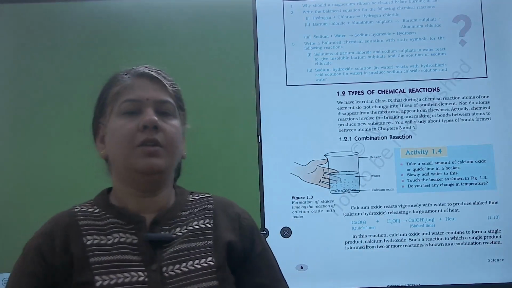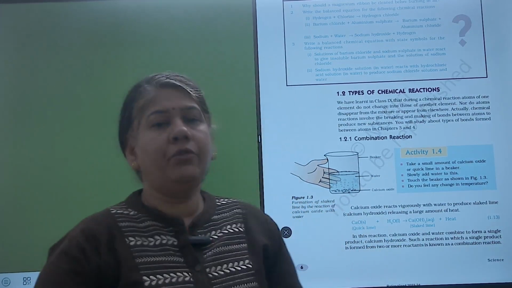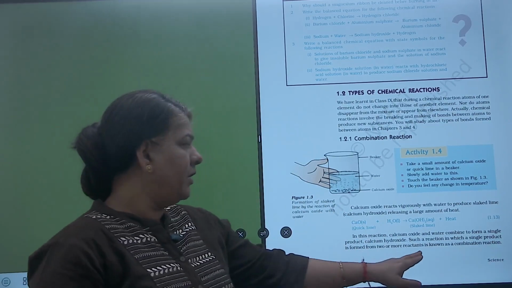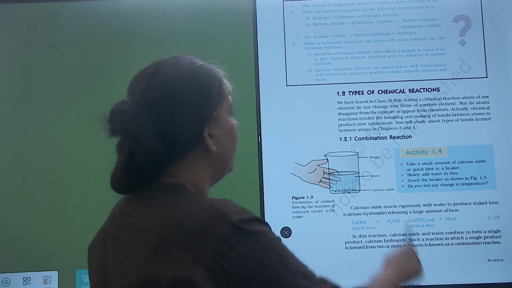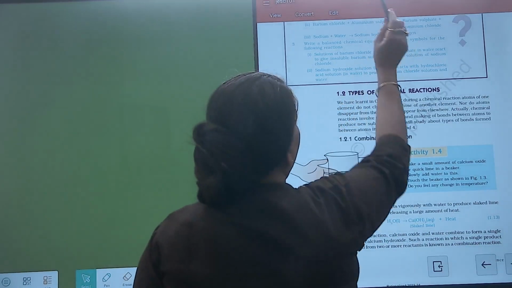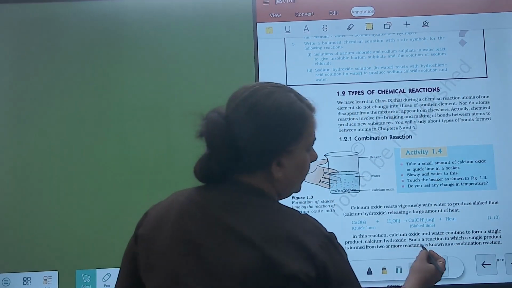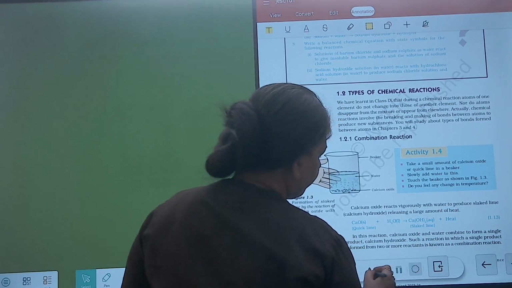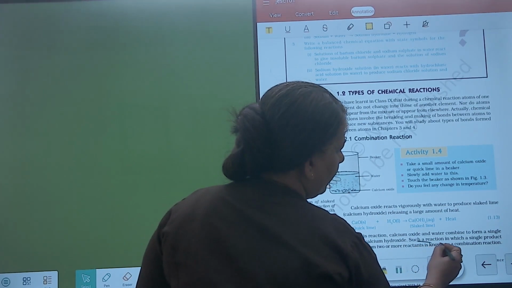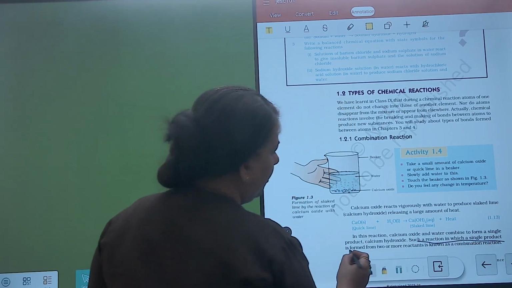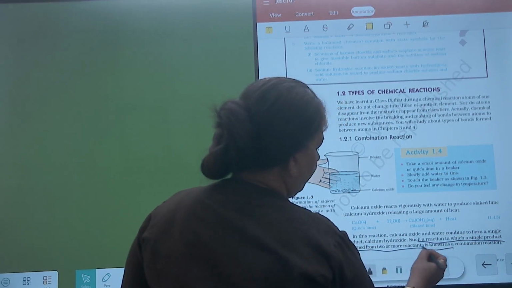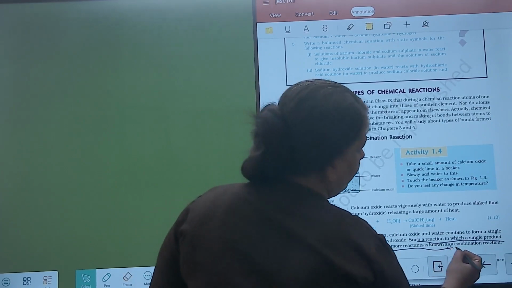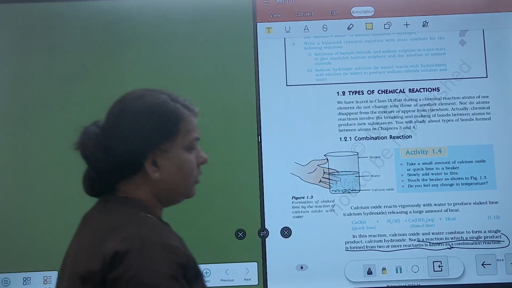See, combination reaction is a type of reaction where two or more reactants combine to give single product. So definition, you can mark it in your book. Such a reaction in which a single product is formed from two or more reactants is known as combination reaction. So this is the definition.